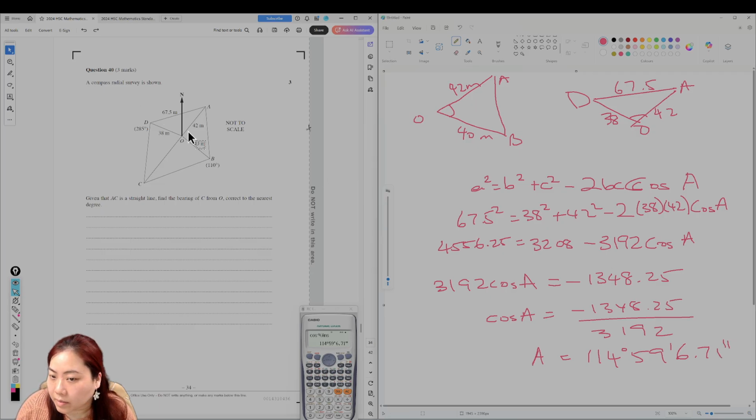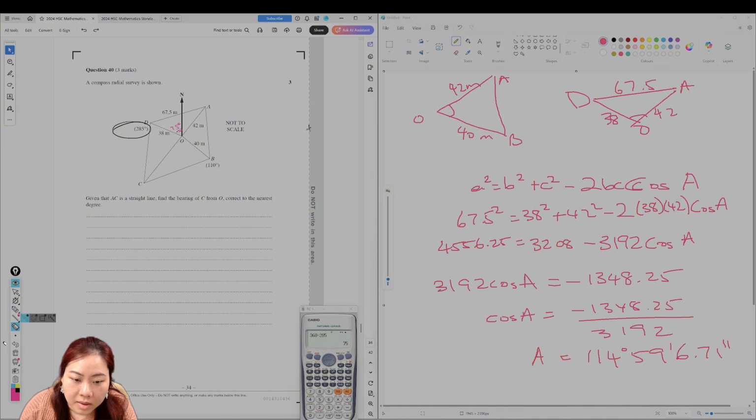That looks about right. From north to here is 285 degrees. That means this little bit here is 360 minus 285 degrees, which is 75 degrees. So this here is 75 degrees, and we just found that the angle in that triangle there is 114 degrees 59 minutes and 6.71 seconds. That means we can find this little bit here.